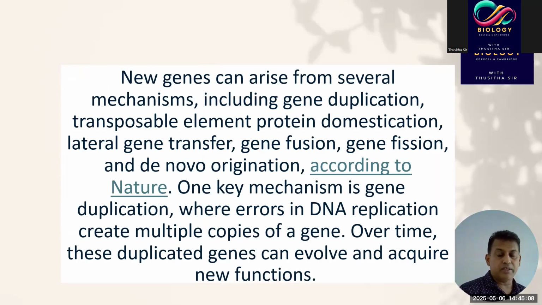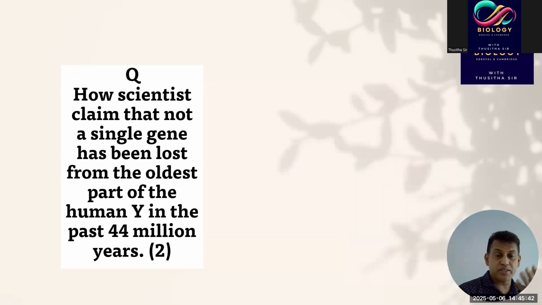Oh, that's something just for your background knowledge, not for the articles. So new genes can arise from several mechanisms: gene duplication, transposable element protein domestication, lateral gene transfer, gene fusion, and de novo origination. This is too much, but just something we all know, that new genes arise because of duplication and further changes.